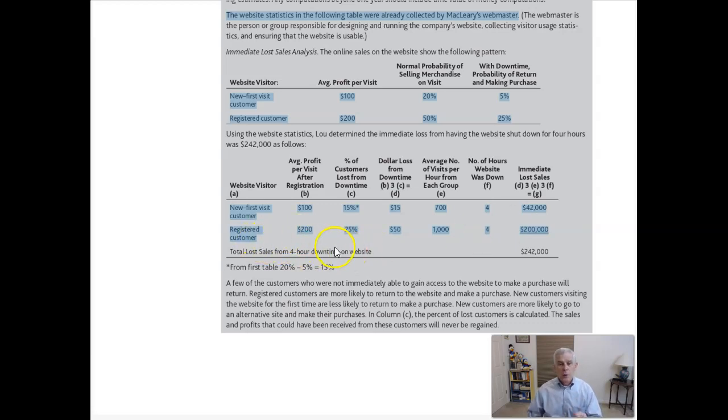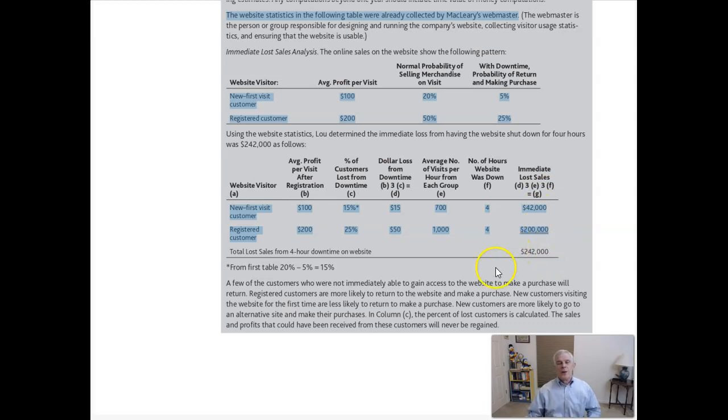Registered customers, when they came back, they would buy more. We lost 25% of them, right? Was 50, now down to 25, lost the 25 difference. And that's a $50 amount we're losing. 1,000 of them come on every hour, 4 hours, multiply, and $200,000 of lost profits there. And so $242,000 is the loss.